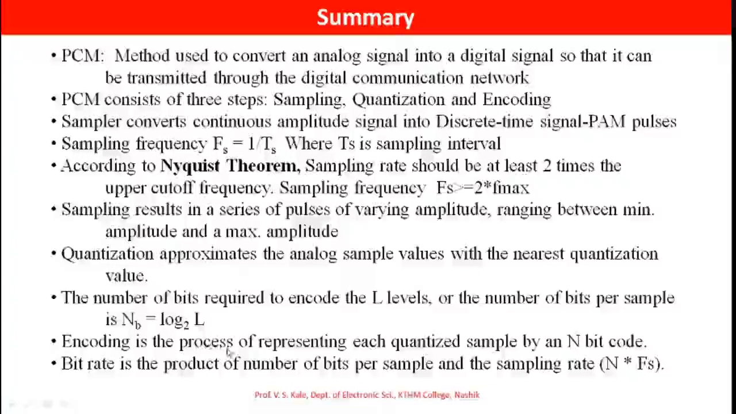Encoding is the process of representing each quantized level or sample by an n-bit code. Bit rate is the product of the number of bits per sample and the sampling rate, that is n times Fs.